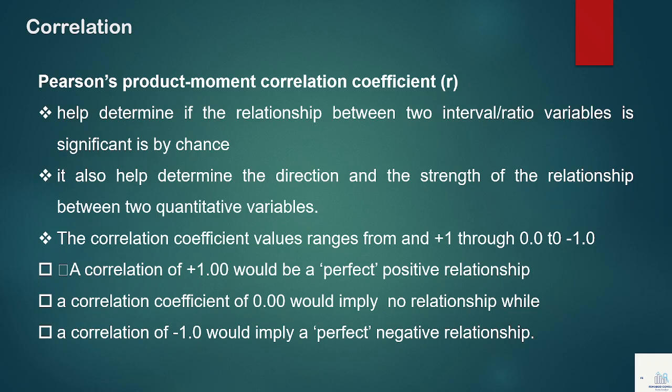However, if it falls between +1 or 0, we say there's correlation. Then if it's close to 1, it's strong. If it's not far away from 1, it's weak but positive. So that is how we interpret it.